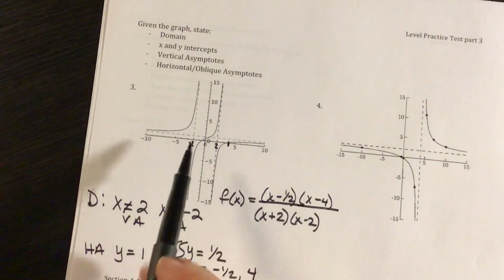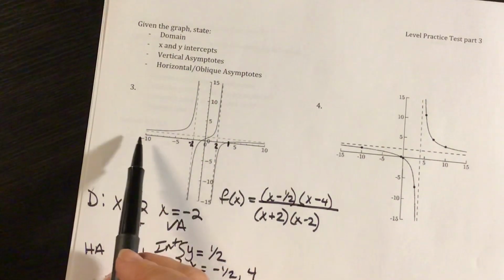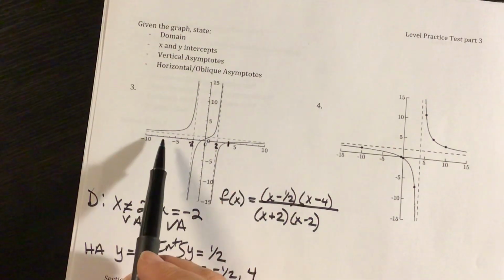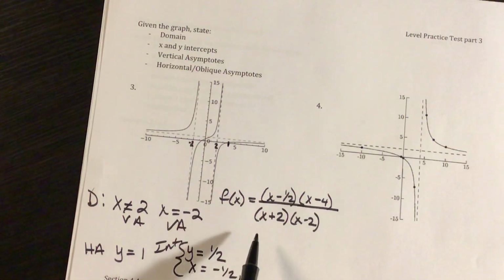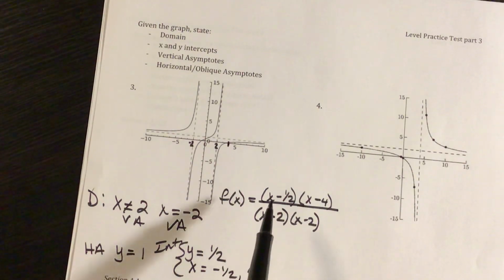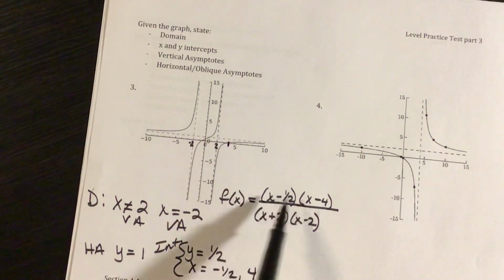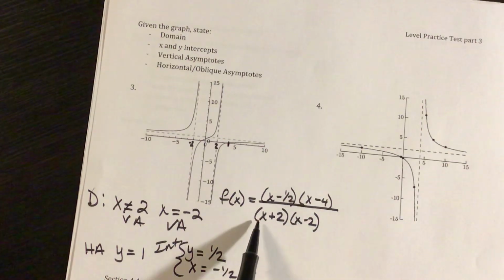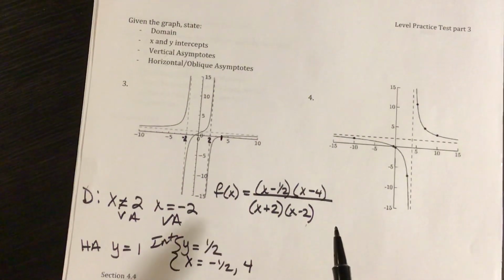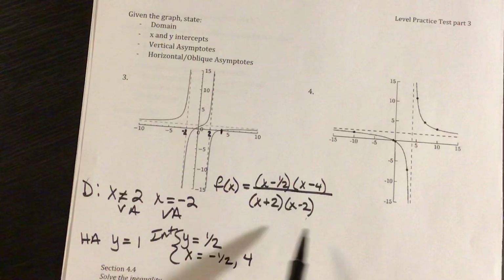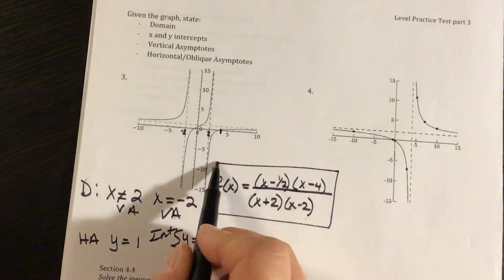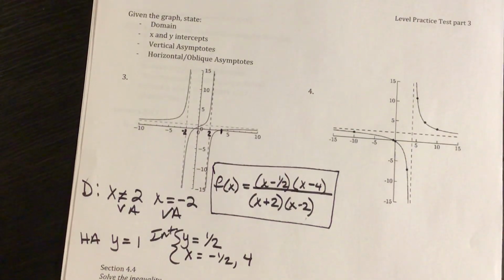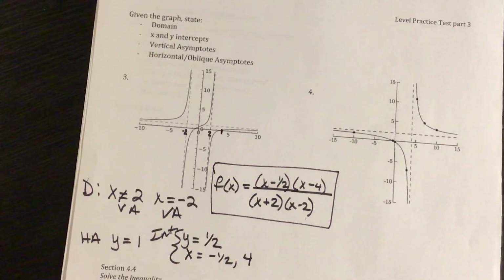And also knowing that I have a horizontal asymptote at y equals 1, that means my numerator and denominator have to have the same degrees, and the numerator is degree 2 and the denominator is degree 2. So it looks like this could be a possible equation. All right, so I'm just going to kind of leave it in that form.